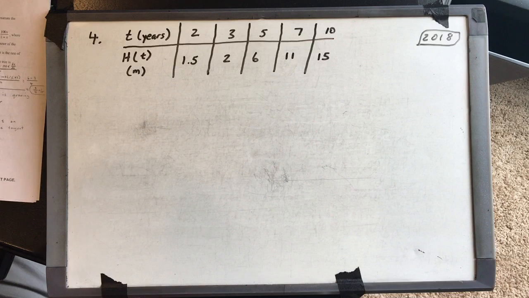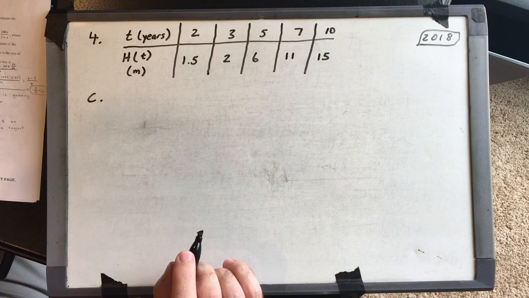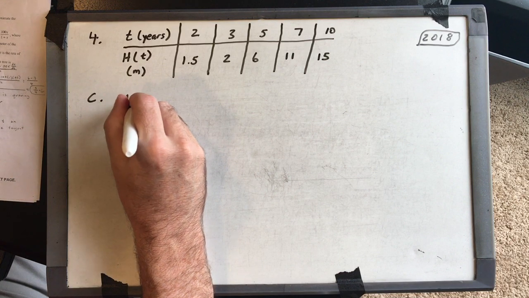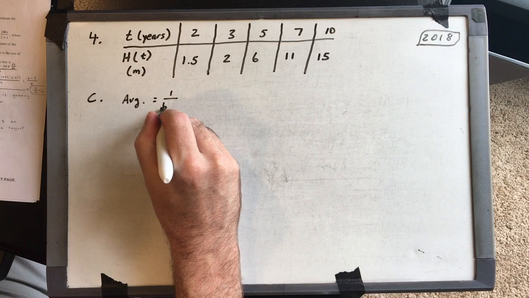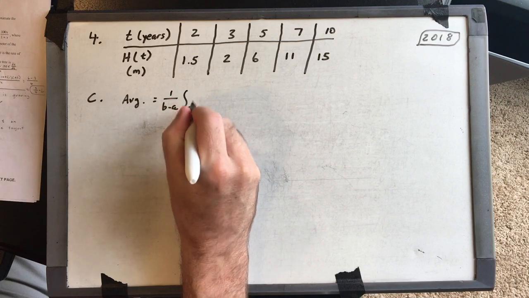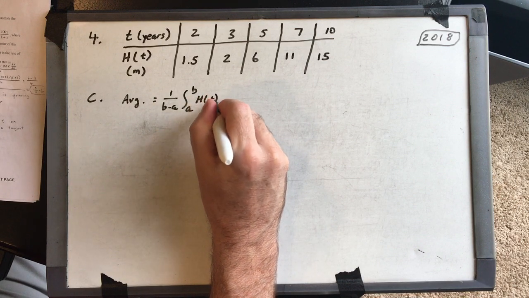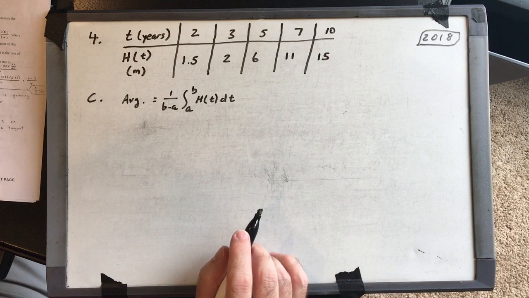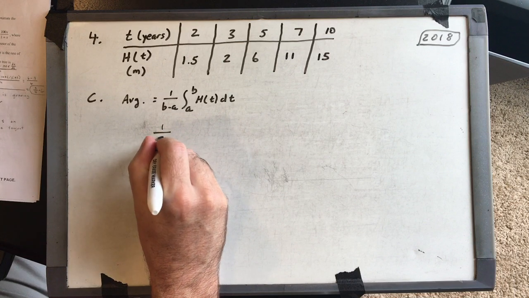Okay. Part C says use a trapezoidal sum with 4 subintervals indicated by the data in the table to approximate the average height. Well, we know an average is going to be 1 over b minus a times the integral from a to b of h of t dt. So 1 over 10 minus 2 is going to be 1/8.